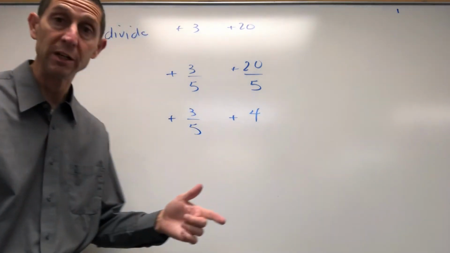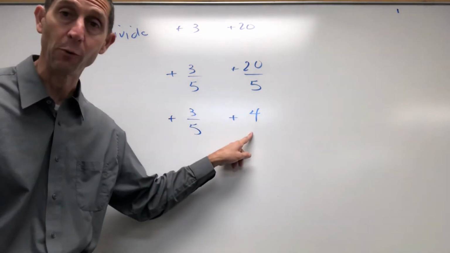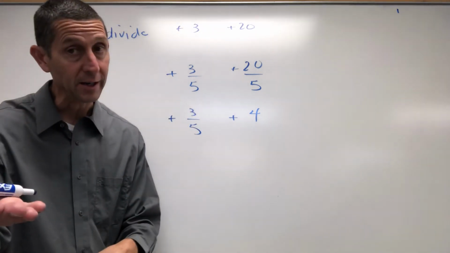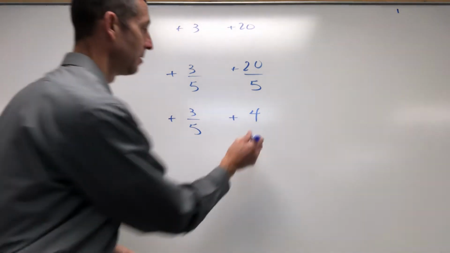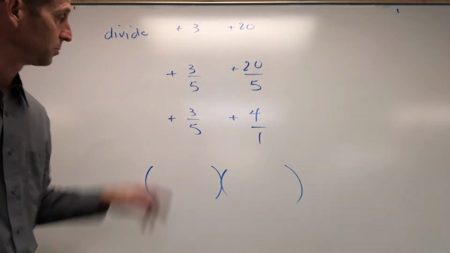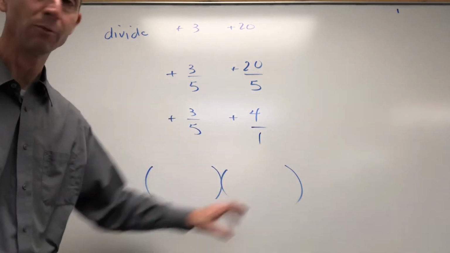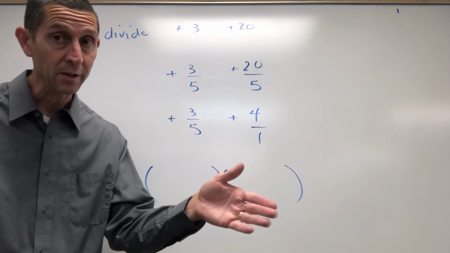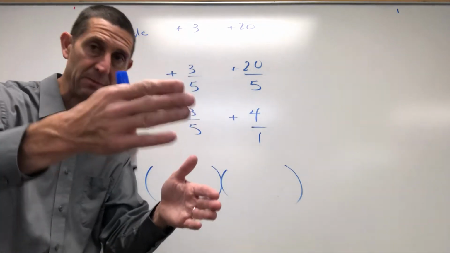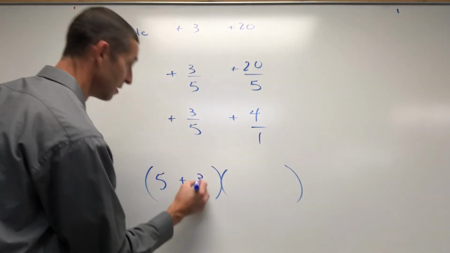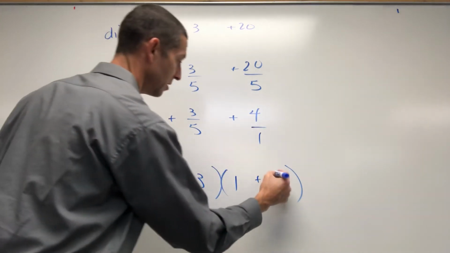Now, we know 20 divided by 5 turns out to be 4, but I need this to look like a fraction. How do you make a 4 look like a fraction? Put it over 1, boom. So here's my two finishing groups. The 3 and 5 drop in, the 4 and 1 drop in. You have a top number and you have a bottom number. What goes first? Bottom number goes first.